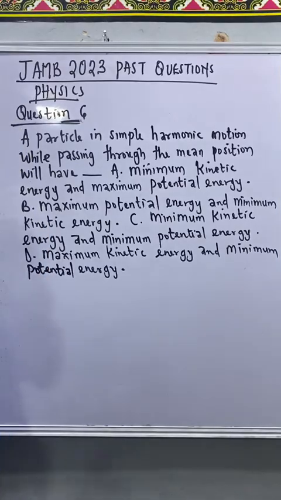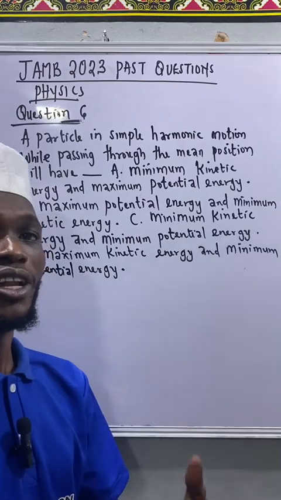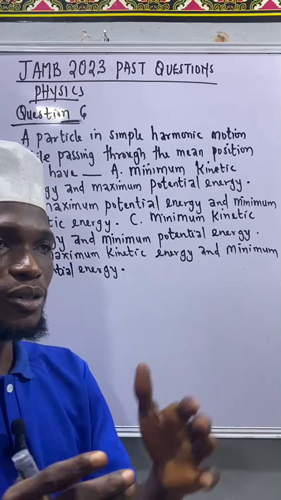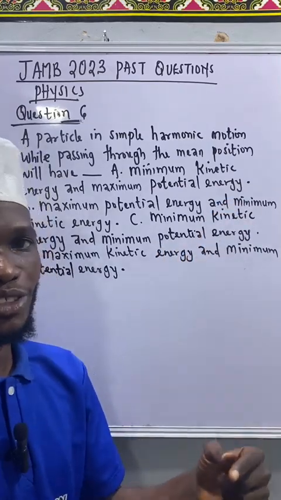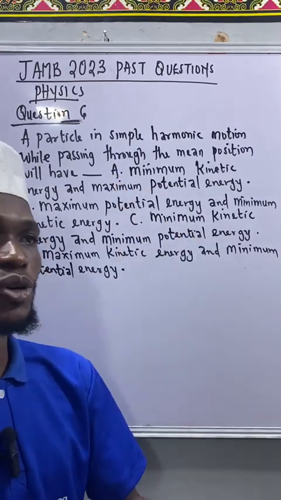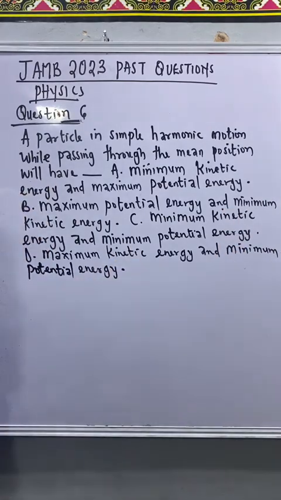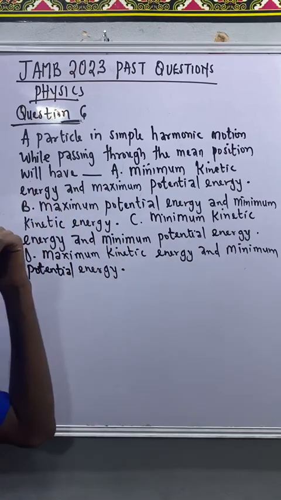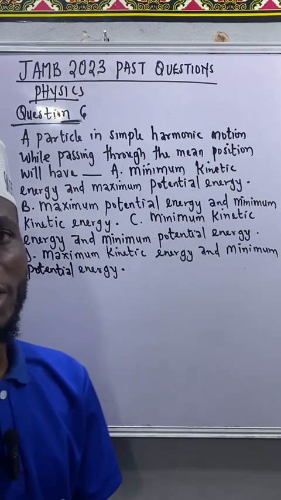Now, first of all, what is simple harmonic motion? That's the motion, or let me say the periodic motion of a body or a particle about a fixed point, such that its acceleration is always directed towards that fixed point and is proportional to its displacement from that fixed point.